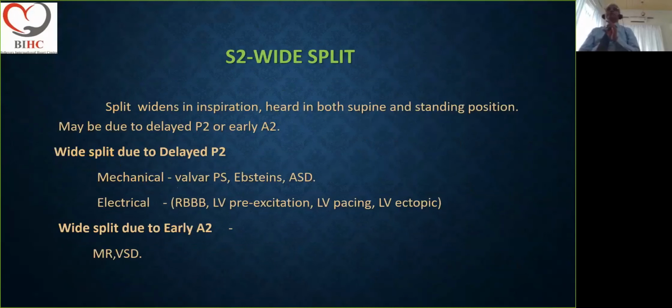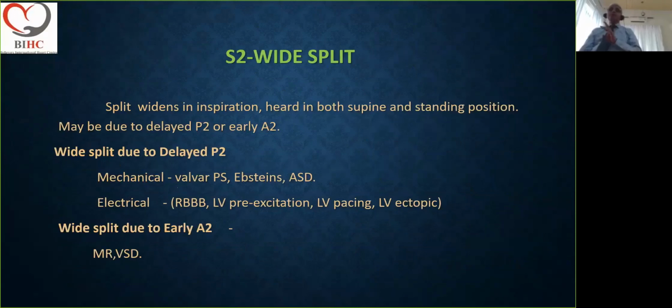So a wide split means that the split is wider in inspiration. It is heard in both supine and standing position. And in expiration, it still narrows down. Quite often, when you have a wide split and you have a doubt as to whether it is fixed or not, in an older child, if you can make the child stand up, you will find that the sound easily fuses in expiration, and then it is easy to say that it is a wide split with normal mobility.